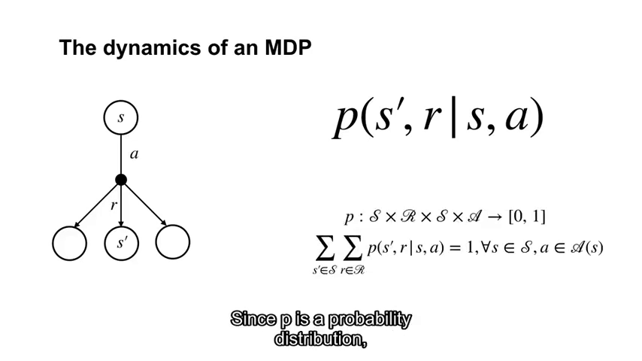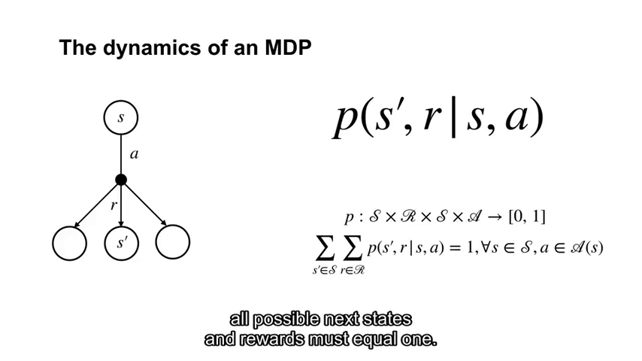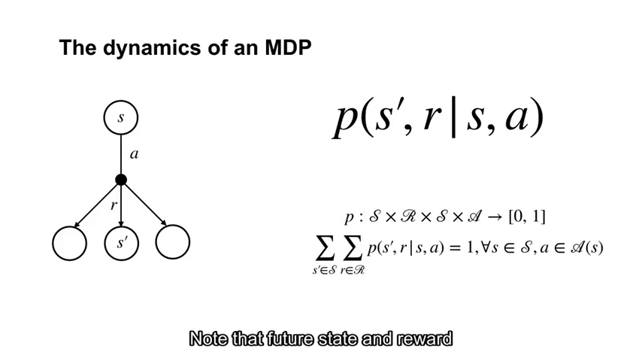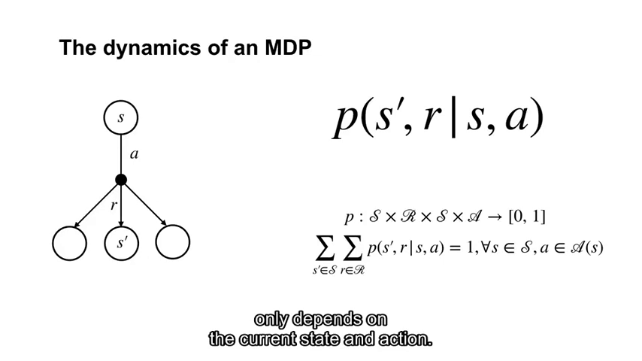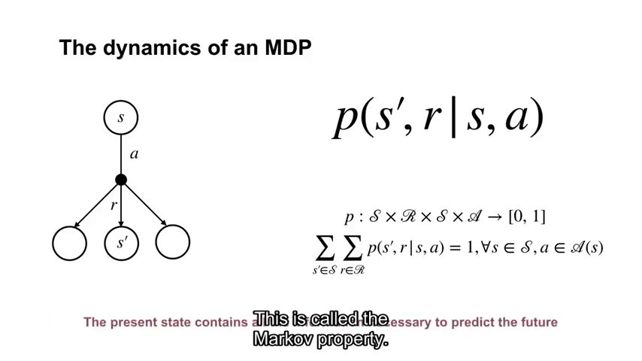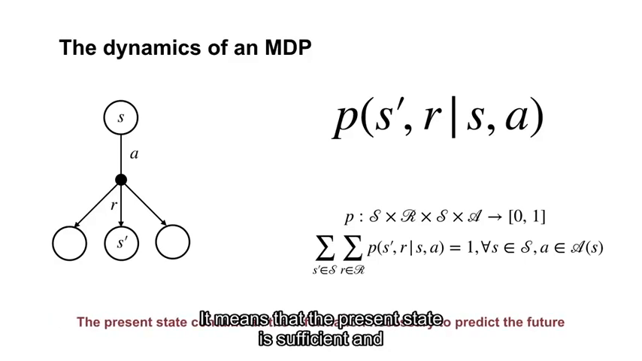Since P is a probability distribution, it must be non-negative, and its sum over all possible next states and rewards must equal 1. Note that future state and reward only depends on the current state and action. This is called the Markov property. It means that the present state is sufficient, and remembering earlier states would not improve predictions about the future.